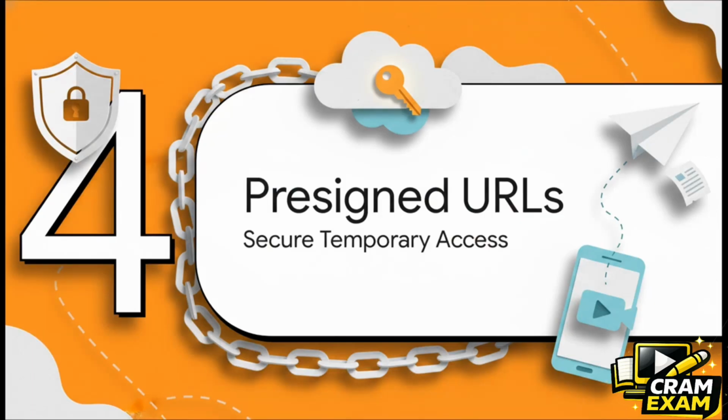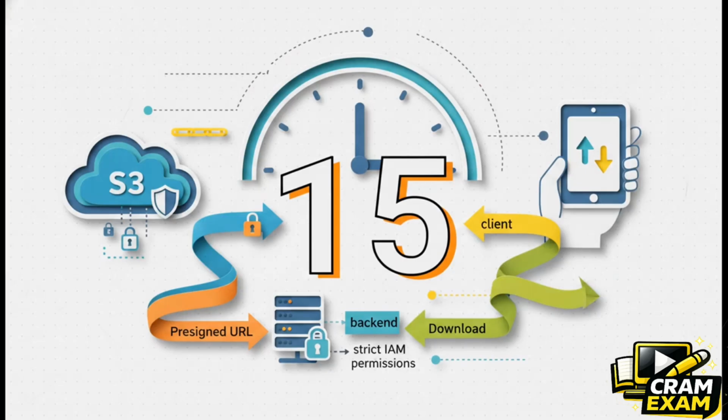Section 4. Presigned URLs and encryption. Secure temporary access. Now, what's really interesting about this is, imagine this scenario. You have a strictly private bucket. Block public access is completely turned on, locked down tight. But you still need to let a customer download a specific PDF receipt, or maybe let a mobile app upload a video. How in the world do you do that when the doors are basically welded shut?